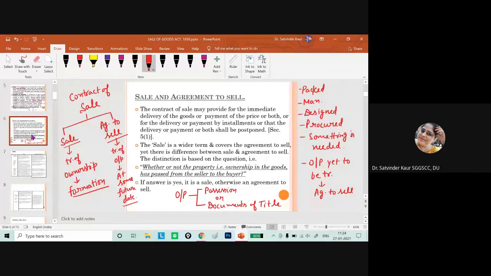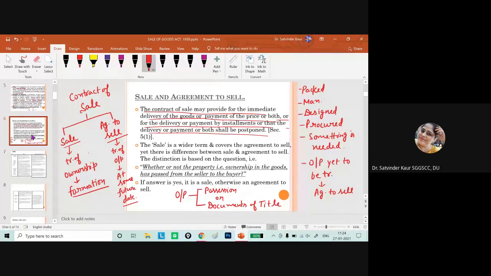So in that situation, the sale will take place, and the ownership will be transferred at some future date when the buyer is going to approve the goods. So in this case, we say that the contract of sale may provide for the immediate delivery of the goods or payment of the price or both, or for the delivery or payment by installments, or that delivery or payment both shall be postponed. So in this situation, there can be circumstances where transfer of ownership, possession, price, etc. happen immediately. So it will be regarded as sale. But once it is at some future date, then it will be known as agreement to sell. So sale is a broader term which includes both.